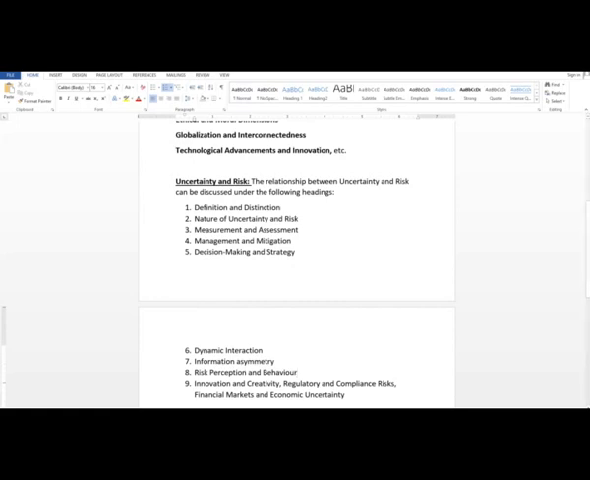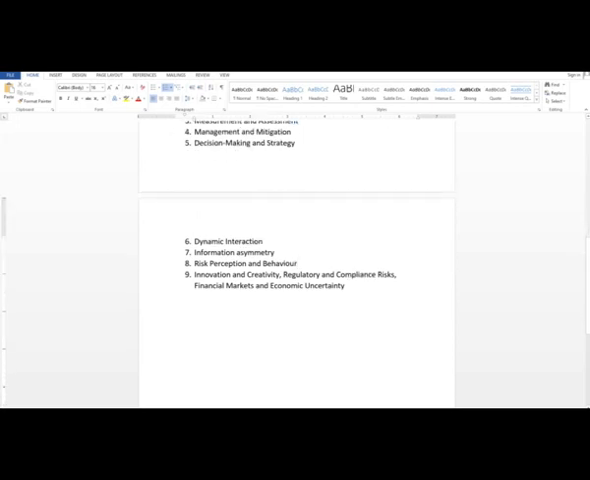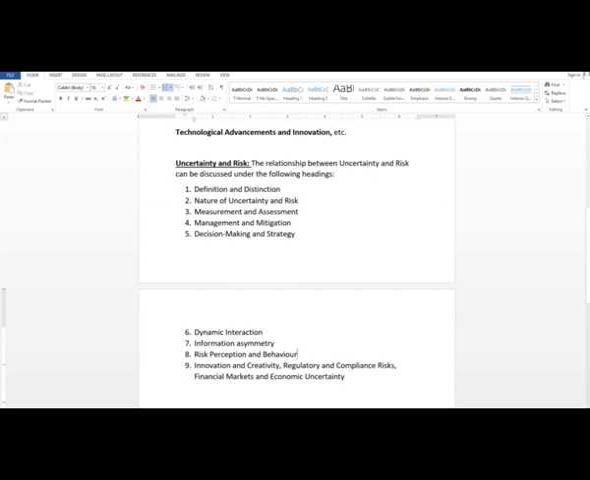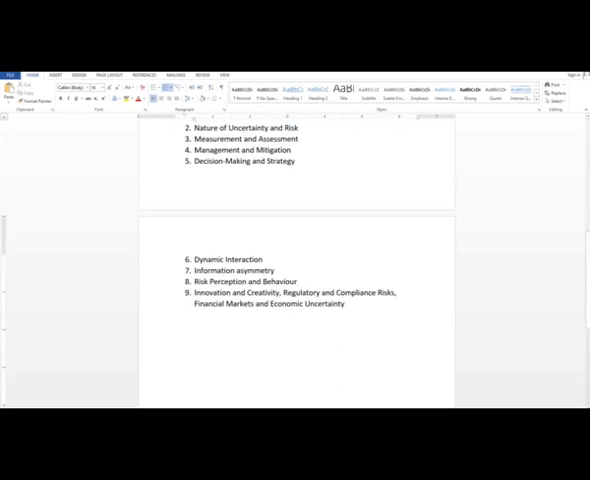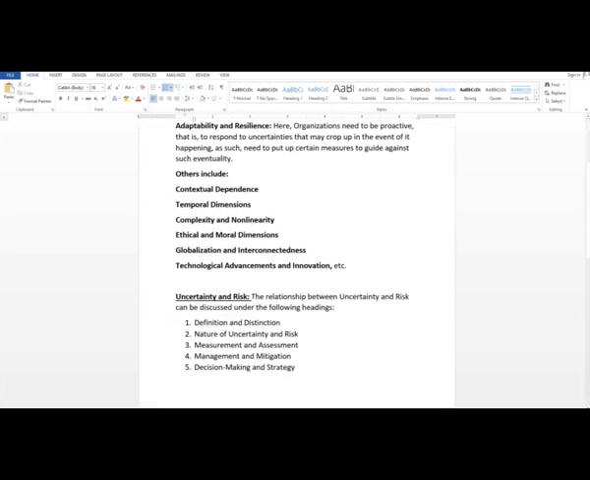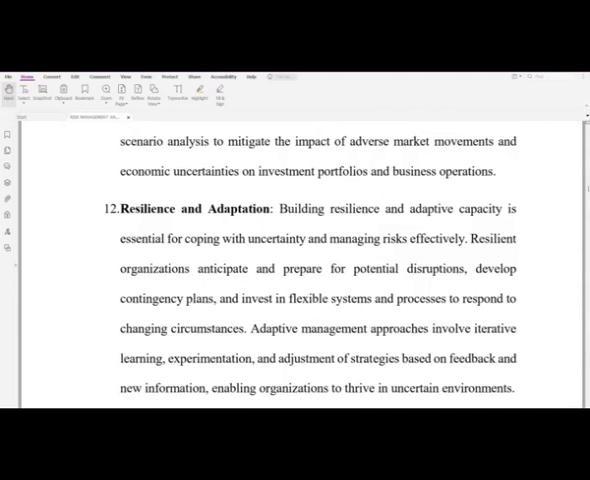These are some of the distinctions and definitions under uncertainty and risk, cascading from the relationship down to their differences. Dynamic interaction, information asymmetry, risk perception and behavior, innovation and creativity, regulatory and compliance risk, financial market and economic uncertainty. We also have resilience and adaptation.